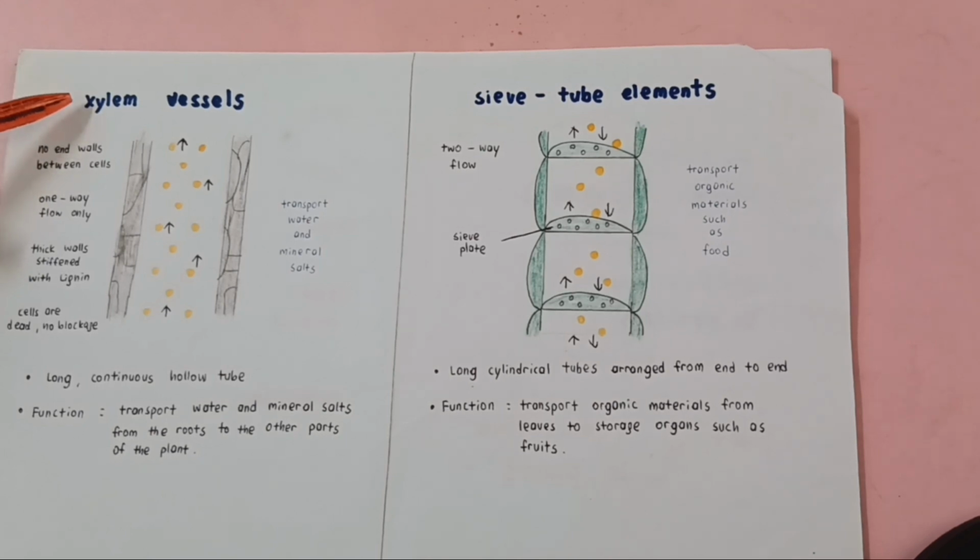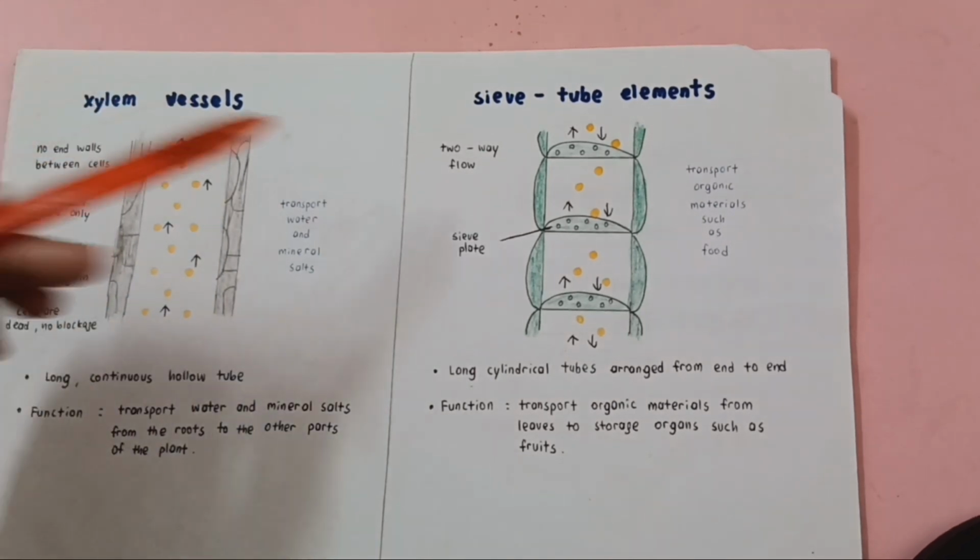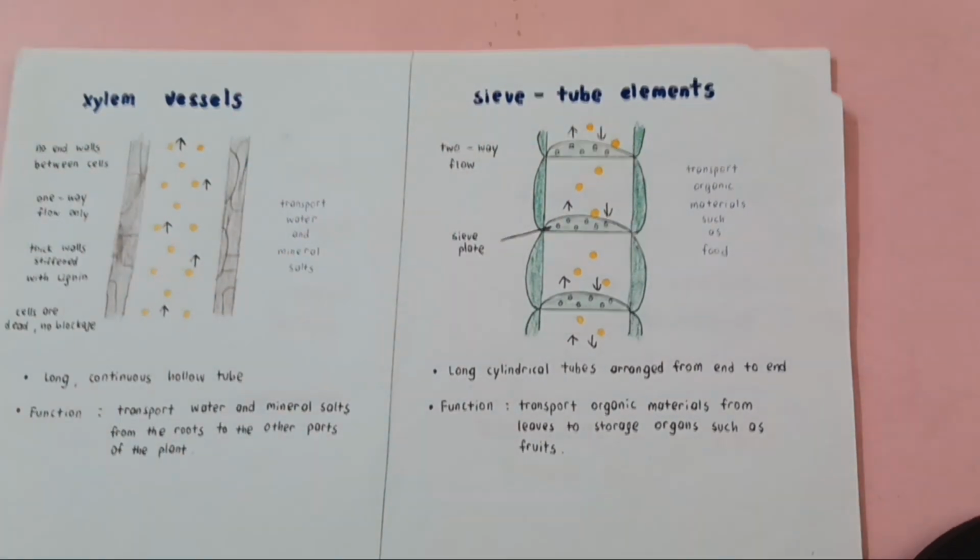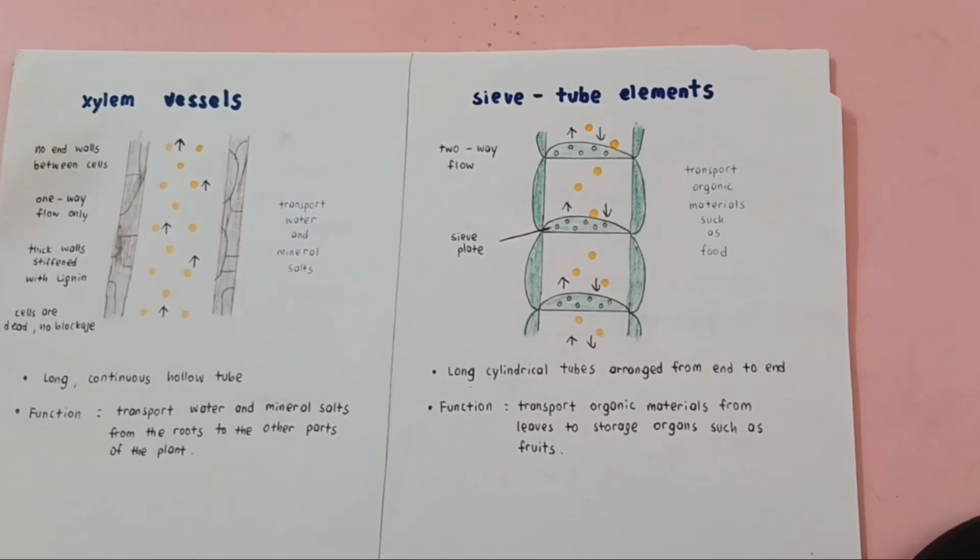Xylem vessel, which is one of the components of xylem tissue. Sieve element, which is one of the components of phloem tissue. Let's talk about the xylem vessel first. What's special about the structure of the xylem vessel?